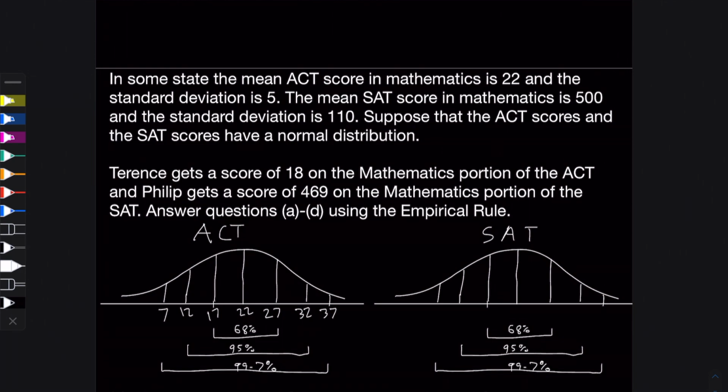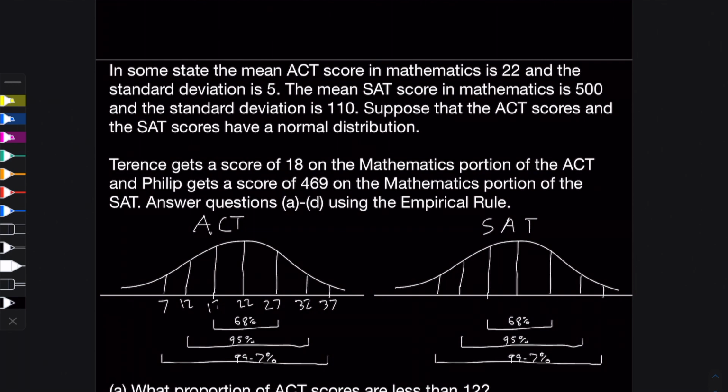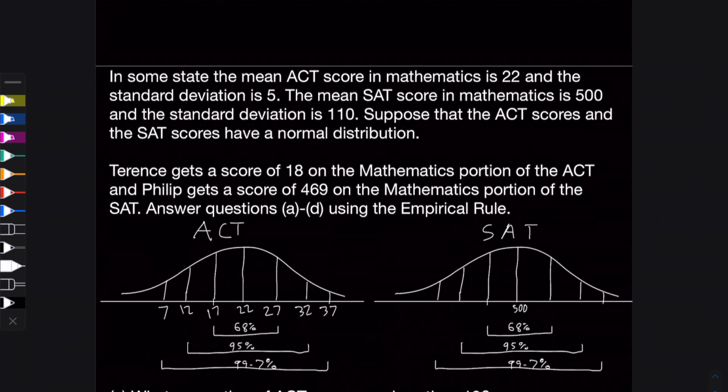So let's do the same thing for the SAT. So the mean SAT score in mathematics is 500. So the mean, remember, right in the middle. And then the standard deviation is 110. So we're going to go ahead and add 110 to each side. It's going to be 610, 720, 830.